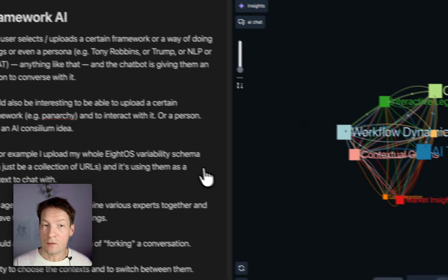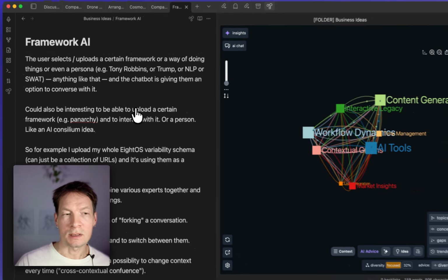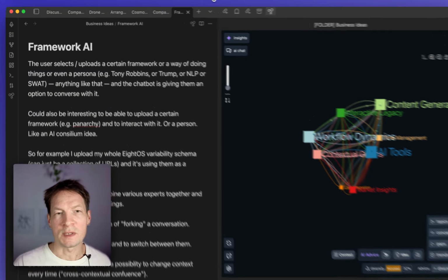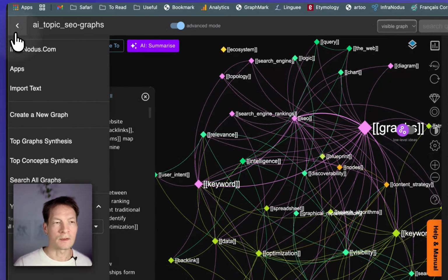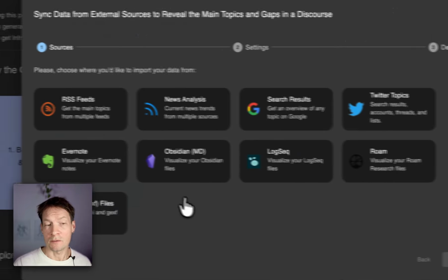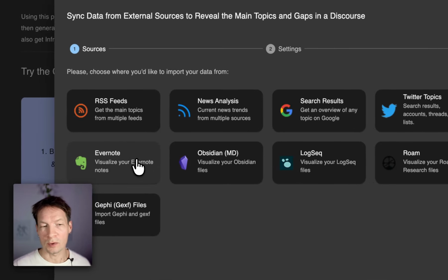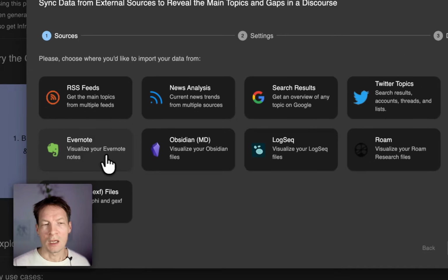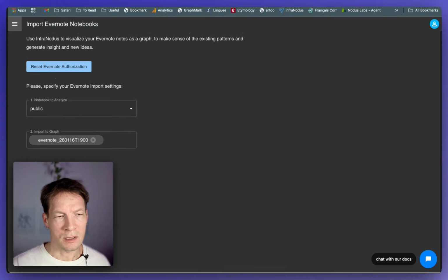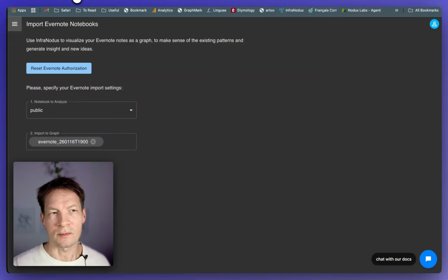And one last thing, if you want to see how that works, the easiest way to do it is to install the InfraNodus graph view plugin to Obsidian, if you're already using Obsidian. If you don't have Obsidian, you can also go inside InfraNodus and create a new graph and import from multiple sources that we have. So for example, if you have Evernote, you can import your Evernote notes here and then connect it to your vault, and then you see I have the connection here, so I can import my notes from any folder.